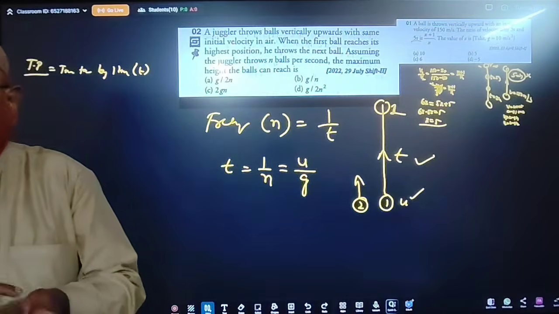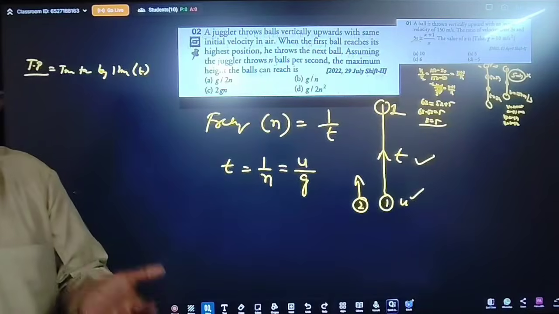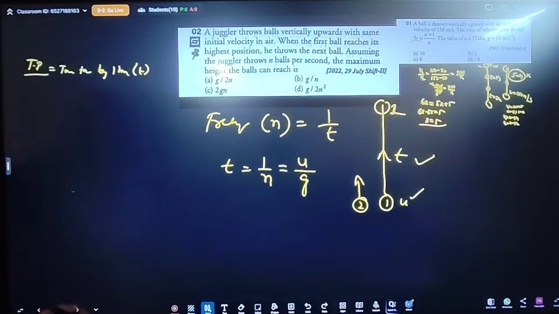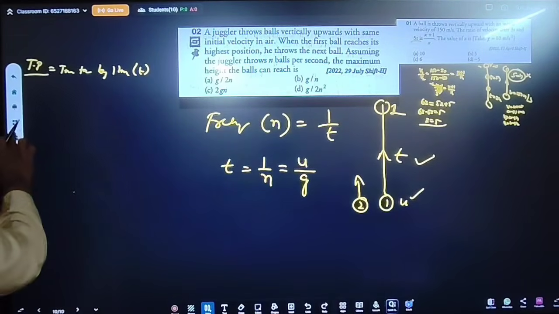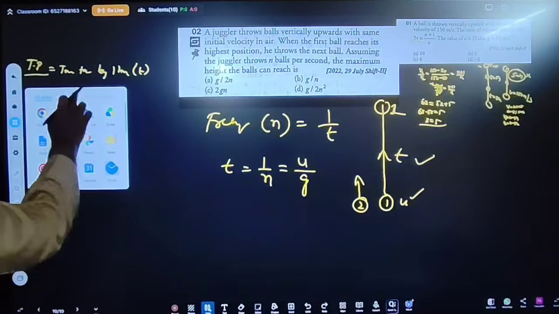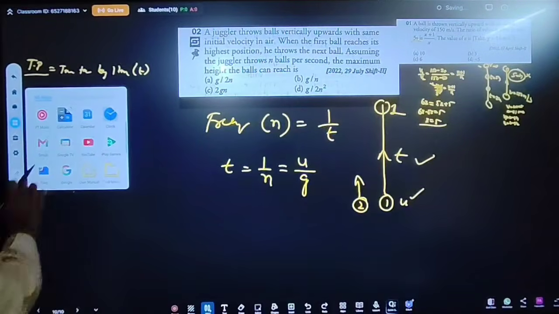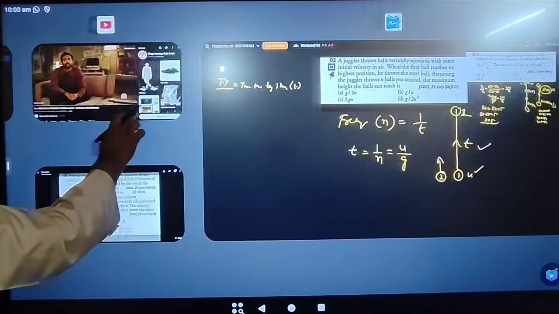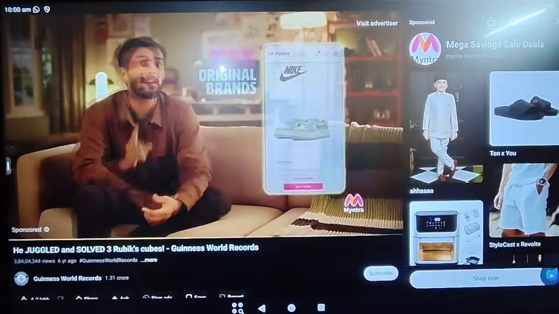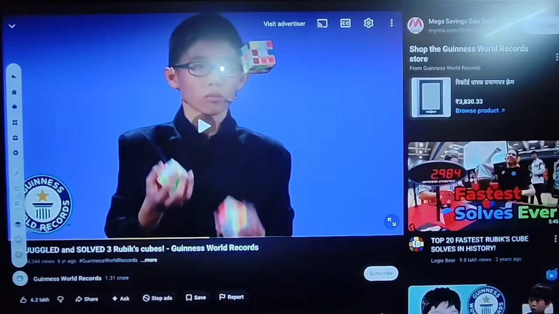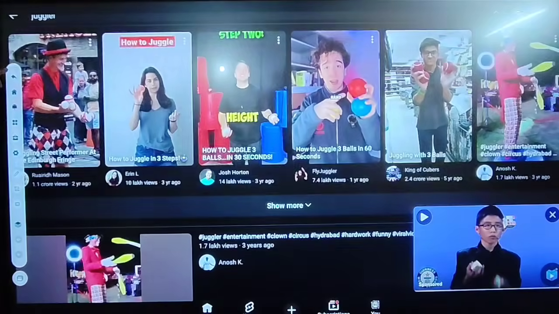That depends upon the talent of that boy. He can throw 4 balls, he can throw 5 balls. There are examples where some people are highly talented. So how many balls can they throw in that meantime? There are some examples here. You can see that example also if you want.